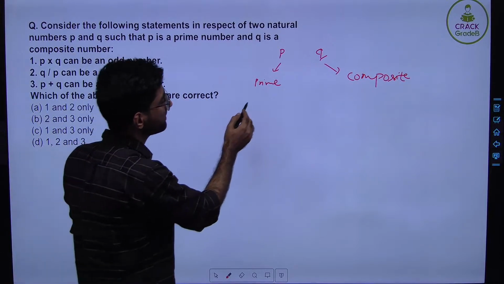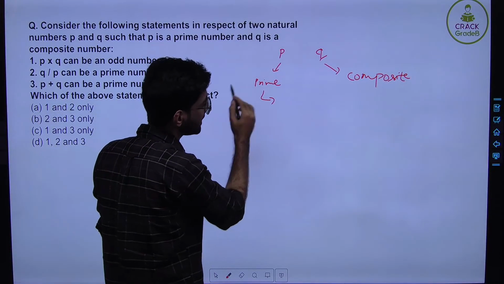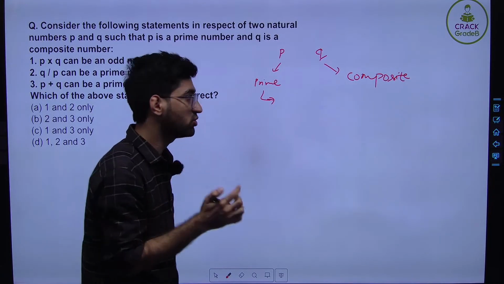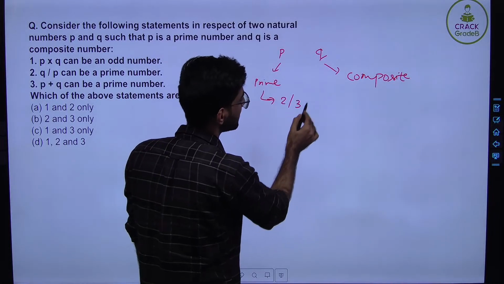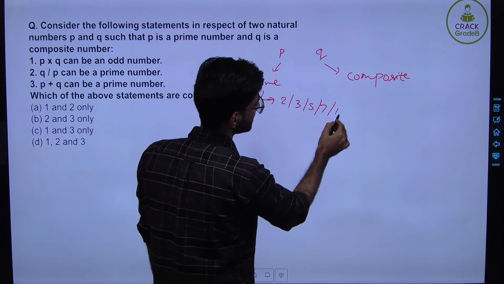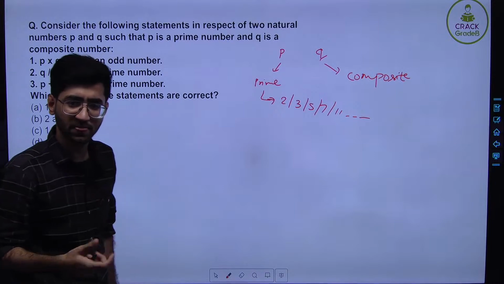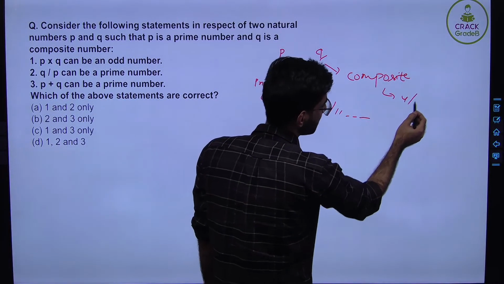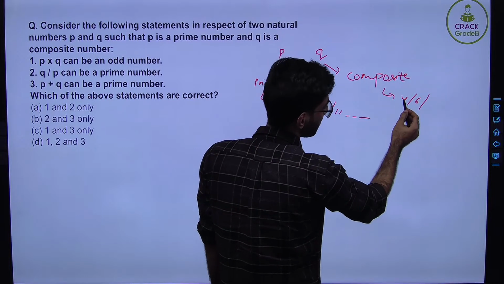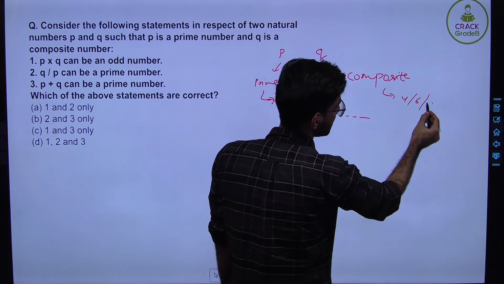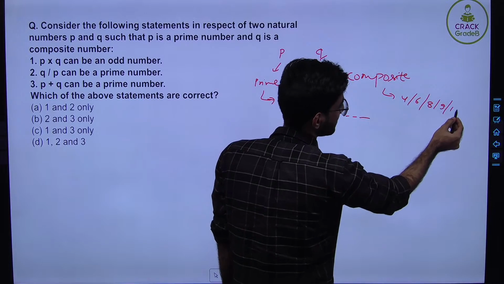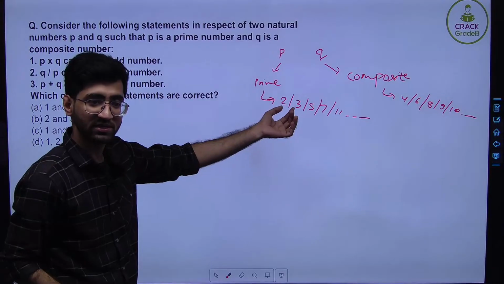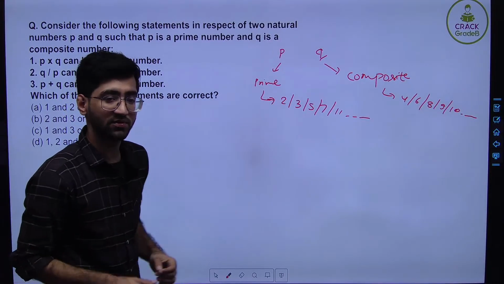Whenever you read that P is a prime number, your mind should be able to think about these numbers: it can be 2, 3, 5, 7, 11 and so on. And when you see that Q is a composite number, your mind should think that this number can be 4, then 6, then 8, then 9, 10 and so on. Try to develop this kind of approach.